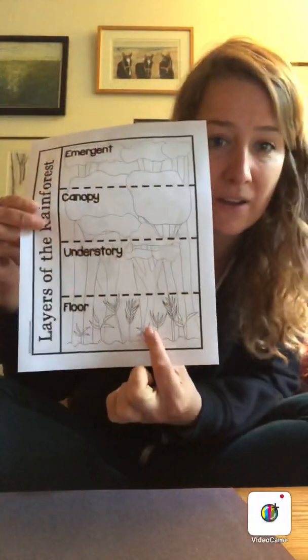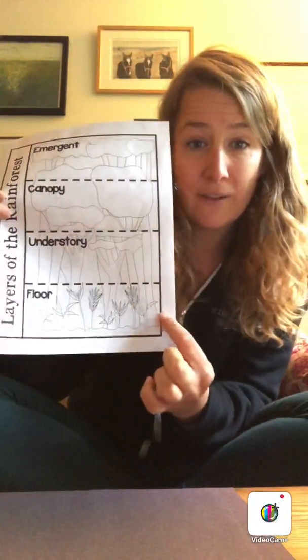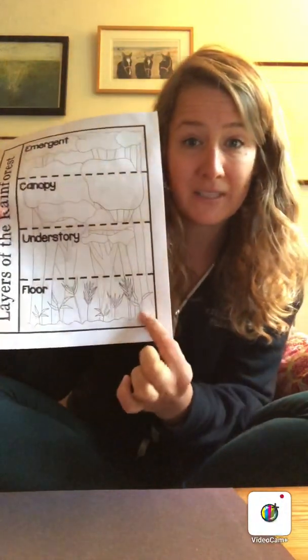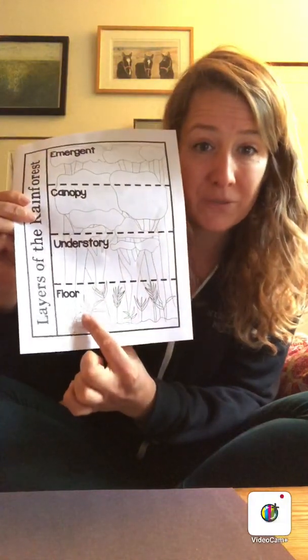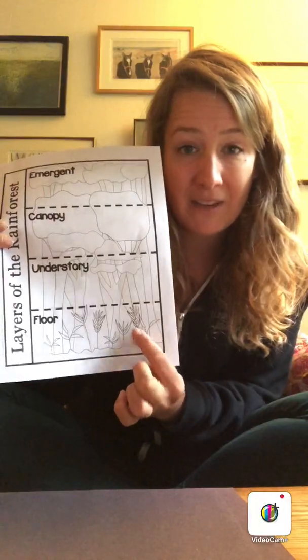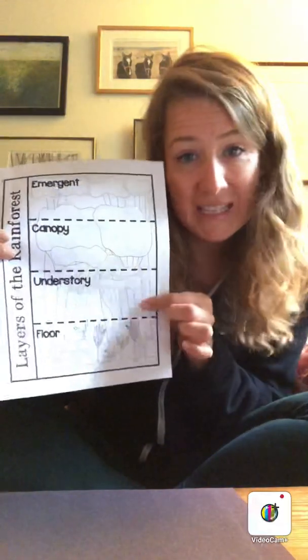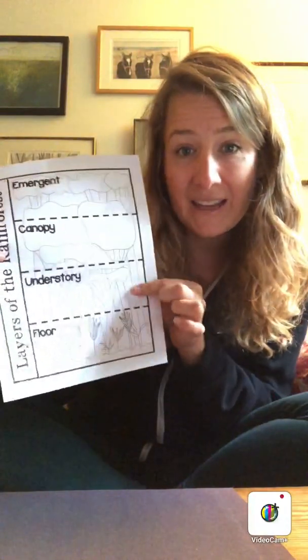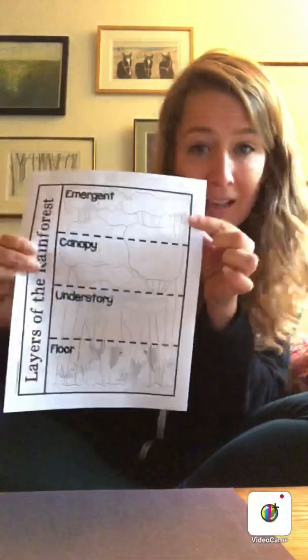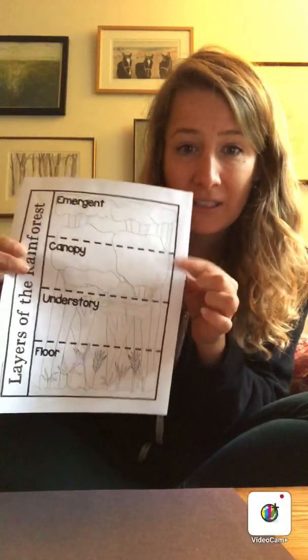So the important thing to remember is the different layers of the rainforest. So remember, we learned that there is the floor level of the rainforest, right? The forest floor way down at the bottom, and we learned about some different animals that live down at the bottom on the forest floor, like the jaguars. Then there's the understory, and then there's the canopy layer and the emergent layer. And different animals live in different layers, right?